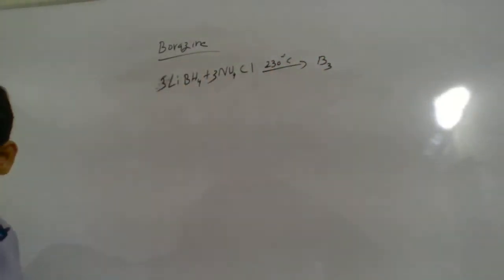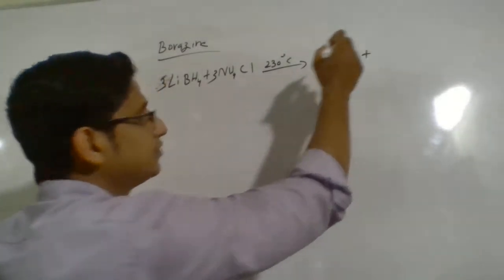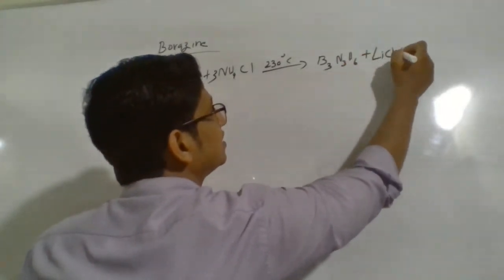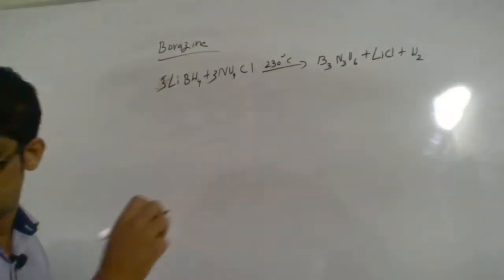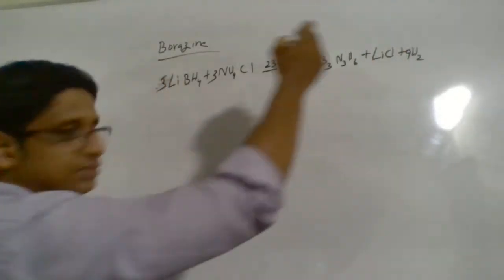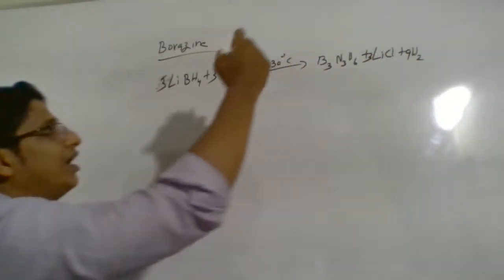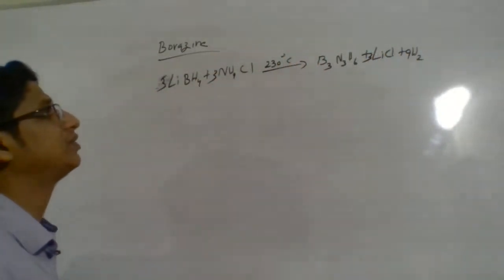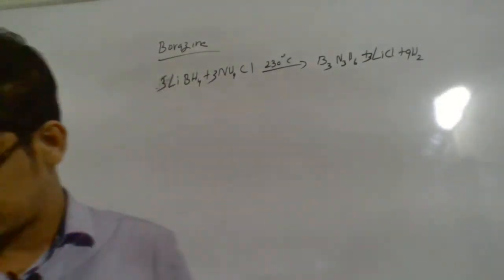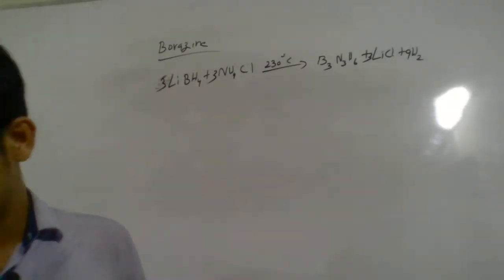Borazine will be formed, B3N3H6. That's Borazine for you. Along with that, lithium chloride and hydrogen gas will be released: 3 moles of lithium chloride and 9 moles of hydrogen gas. So this is one of the methods of preparation of Borazine, by treating lithium borohydride with ammonium chloride at a high temperature of 230 degrees Celsius.